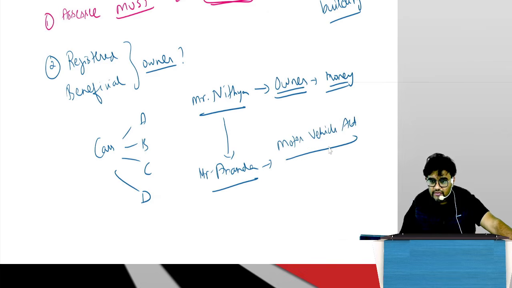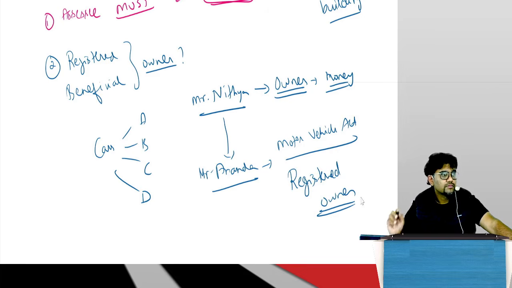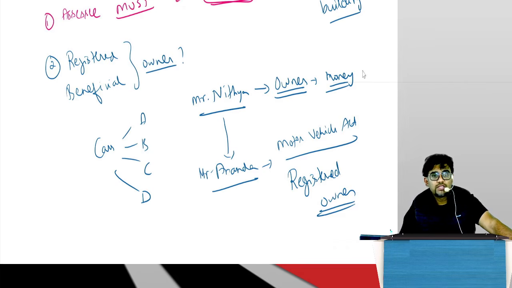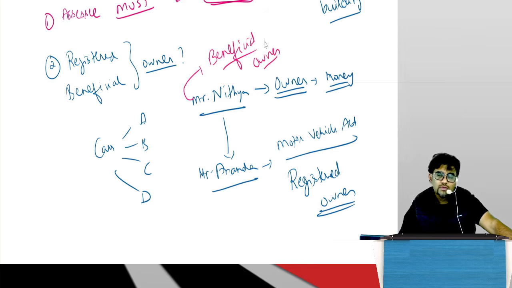As per the Motor Vehicles Act, who will register the name? Mr. Ananda. All the cars will be registered. He is the registered owner. Mr. Nitya, all the benefits of the business will go to whom? Mr. Nitya. This fellow is called the beneficial owner. Ananda is called the registered owner.